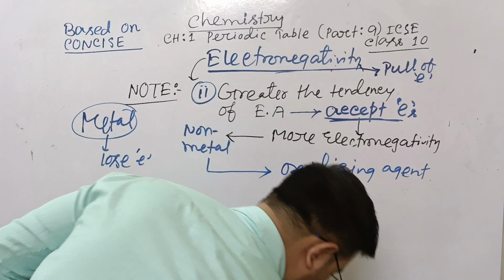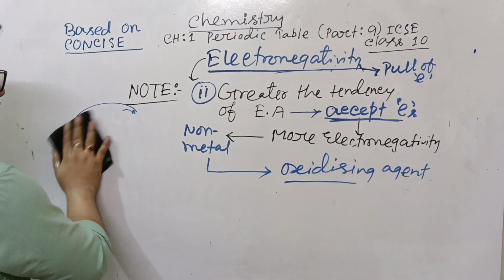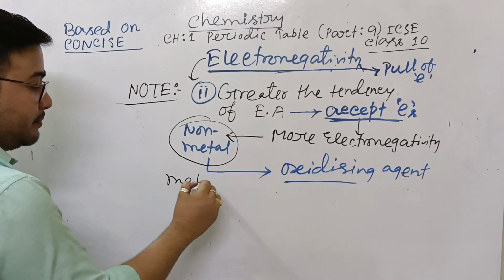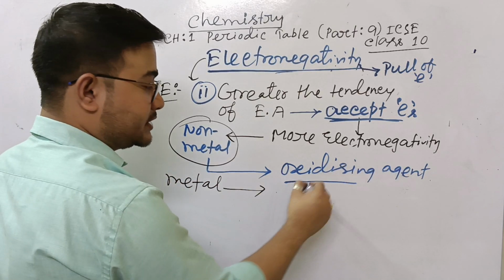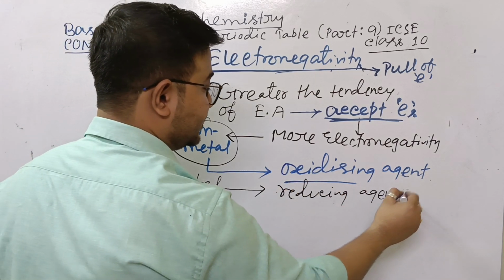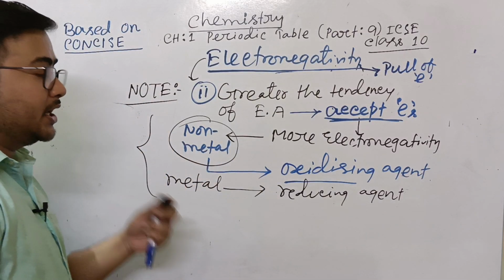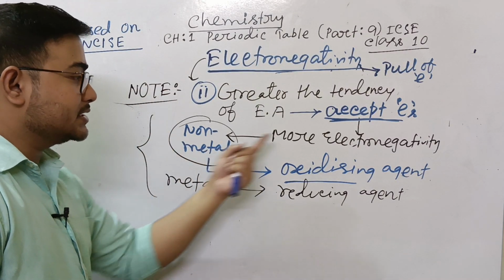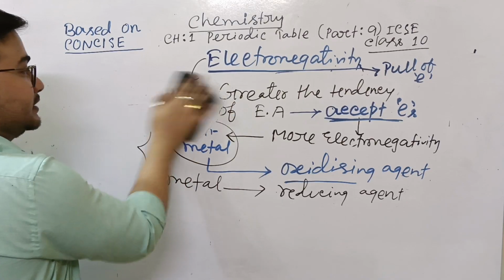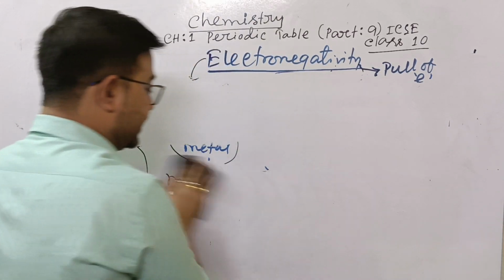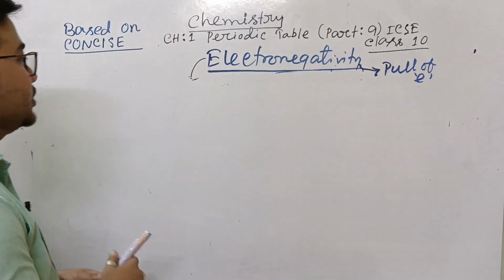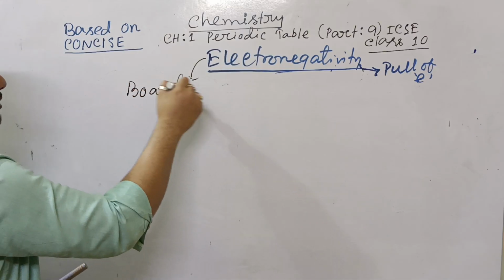Now from this topic you can say the opposite also. Metals are which agent, oxidizing or reducing? Obviously a reducing agent. See how easily you can consider and complete this topic. Non-metals oxidizing, metals reducing. Done. Okay, next is another very important and factual topic for your board exam. It is a very common question for your board exam.